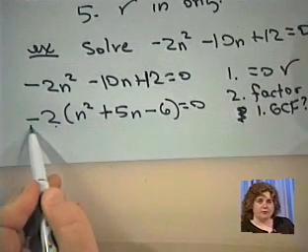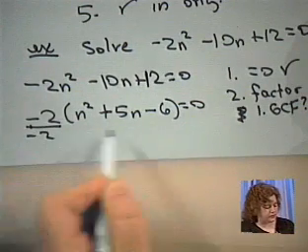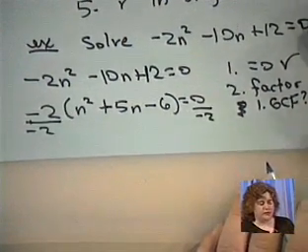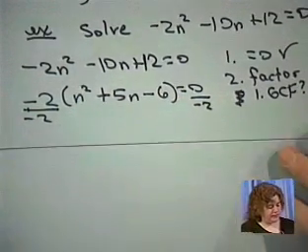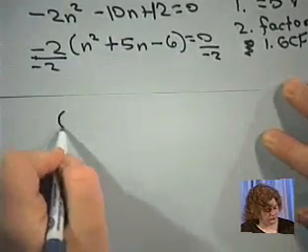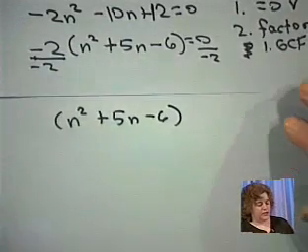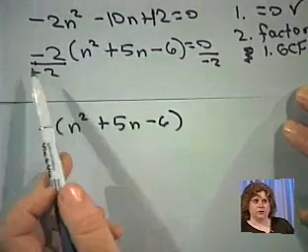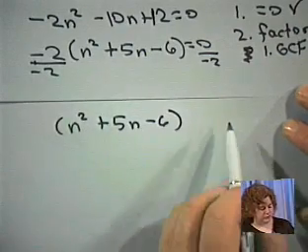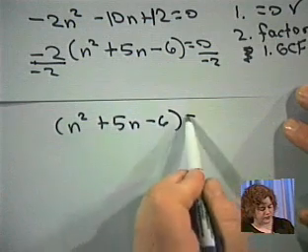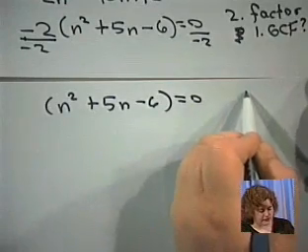Neat trick. If I have just a number out in front, doesn't work if there's a letter. No letters, just numbers. I can divide each side by negative 2, and that negative 2 is gone. Now what I have is n squared plus 5n minus 6. Anytime you can pull out a constant, a numerical coefficient, you can divide it away and simplify your problem tremendously. I did not need to write those parentheses, but that's okay. They don't harm anything.